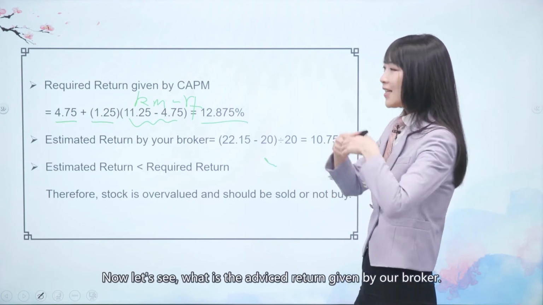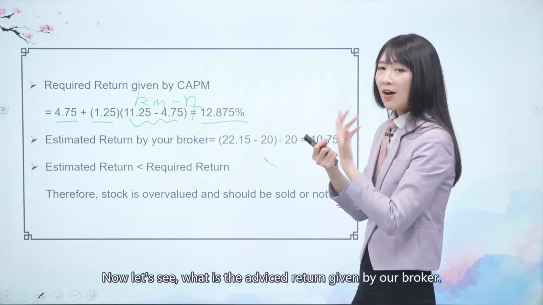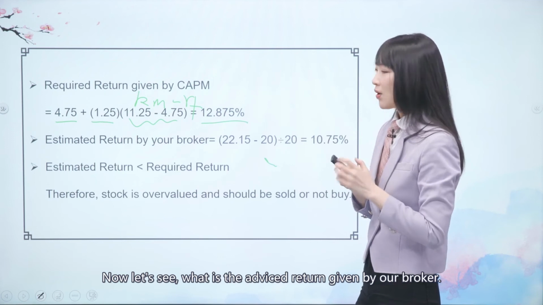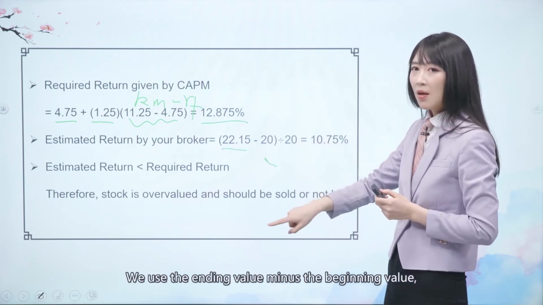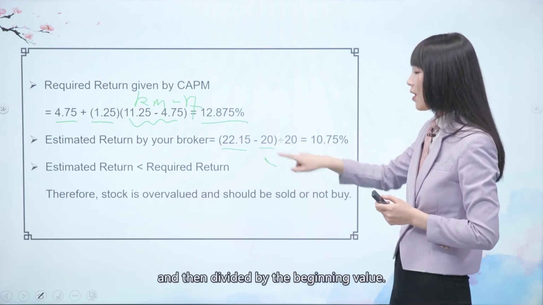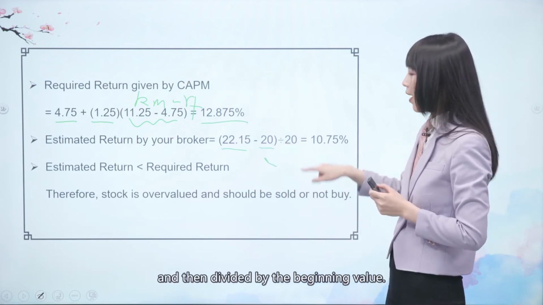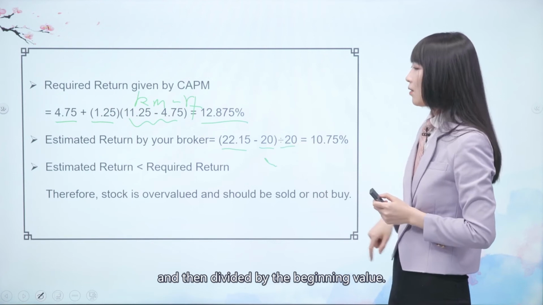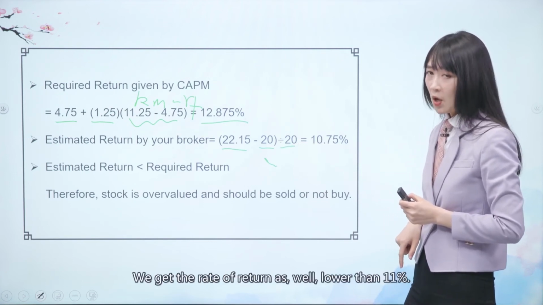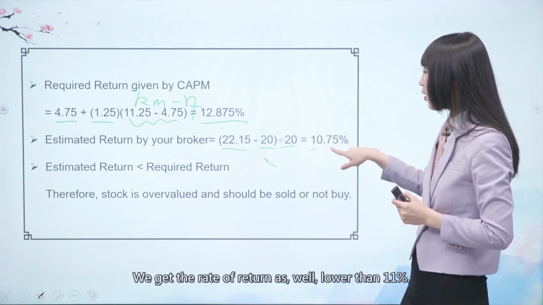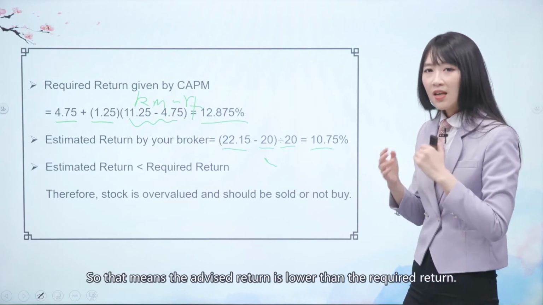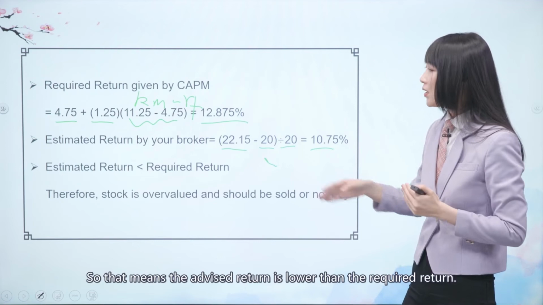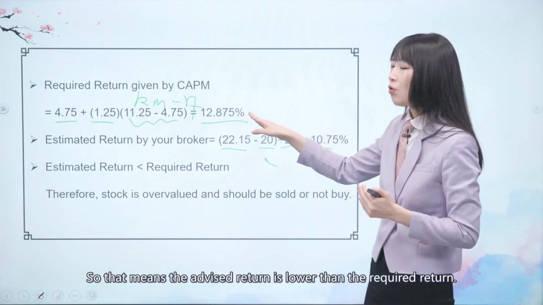Now, let's see what the advised return given by our broker is. So we use the ending value minus the beginning value, and then divide it by the beginning value. We get the rate of return as, well, lower than 11%. So that means the advised return is lower than the required return.